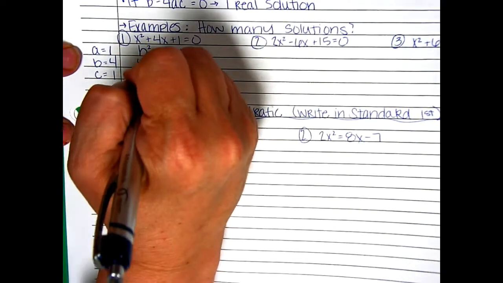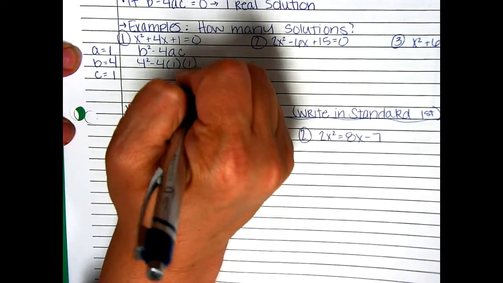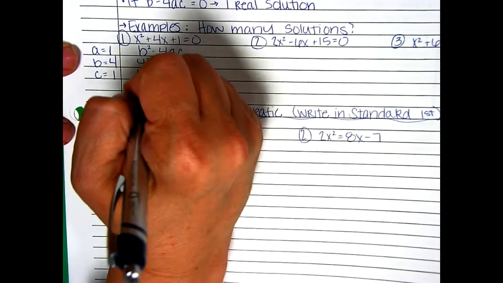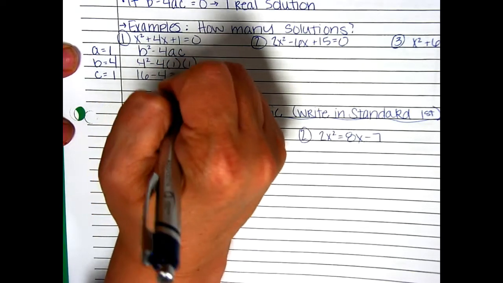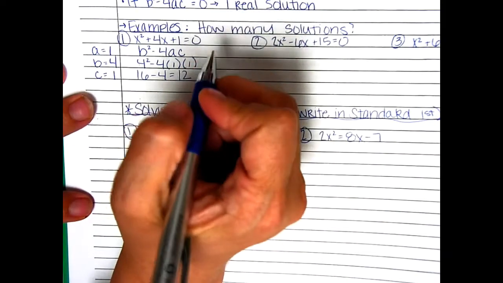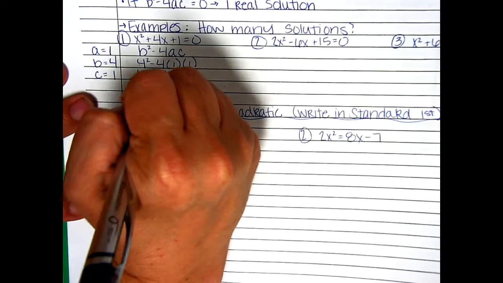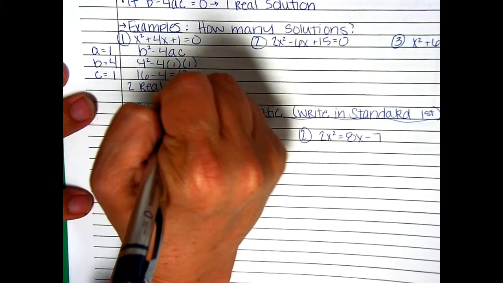So I have 4 squared minus 4 times 1 times 1. So 4 squared is 16 minus 4 is 12. Okay, and because that's greater than 0, I have two real solutions.